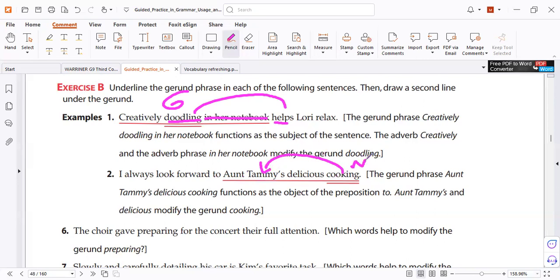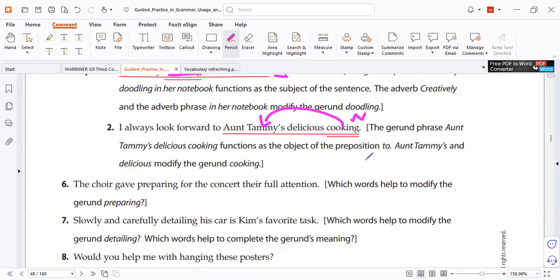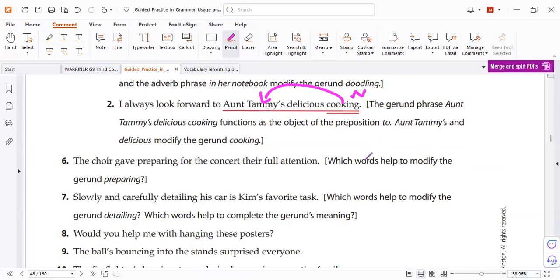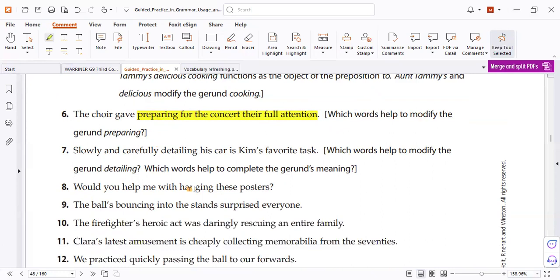So a gerund can be, no problem. How can I know the phrase? It's so easy. It looks like that. Why is it a gerund phrase? Because it's a beginning. So what words help you to modify the gerund at the beginning? Because the gerund is verb plus ing. Like that. What is the gerund phrase? Oh, that's it. Again, like that.